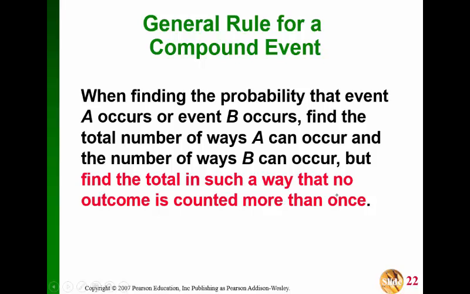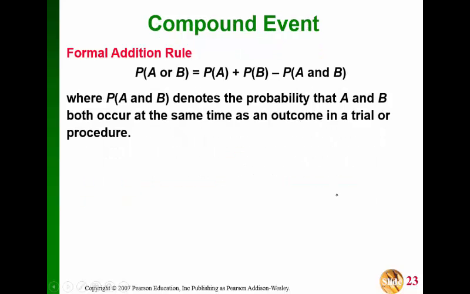And so when we set up a formula for this, our formula might automatically count some simple events more than once, and so we're just going to try to remember to subtract them out. So that's the basis for what's called the addition rule. Let's see if it comes up next. Here's an addition rule.